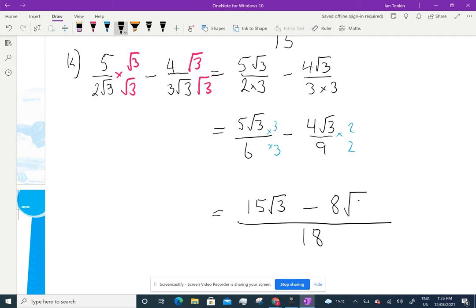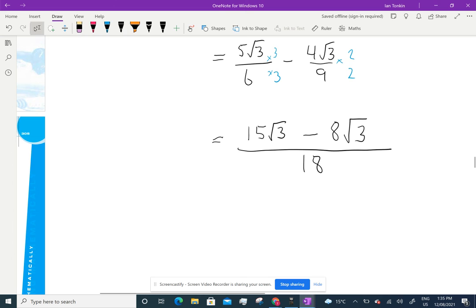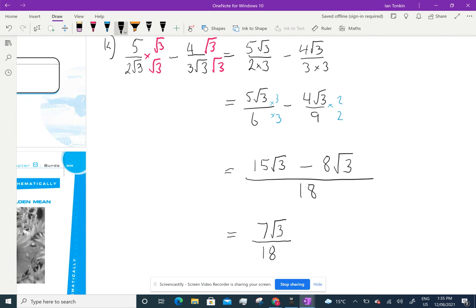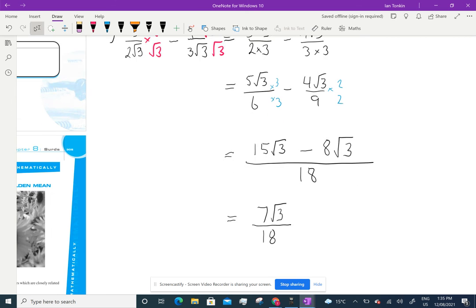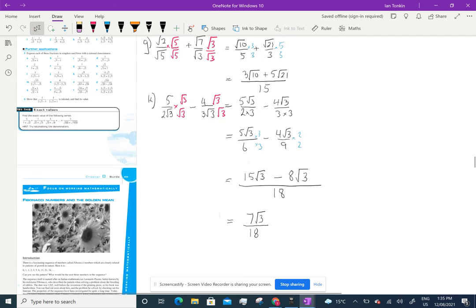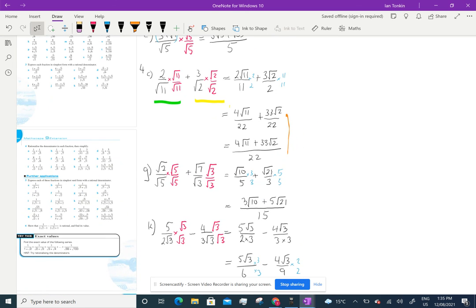8 root 3. Oh, and look at this. They are, like in algebra, like terms, they're like surds. So I can perform that subtraction. I've got 15 root 3s, and I take away 8 root 3s. I'm left with 7 root 3s over 18. And that was K, and I'm just looking for the answer for K. HIJK, 7 root 3s on 18. All right, that is rationalising.